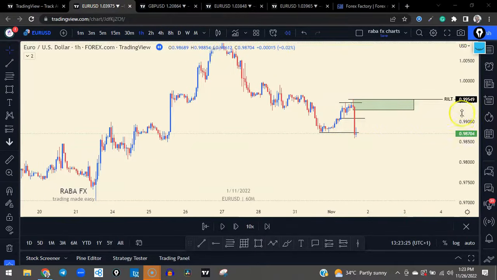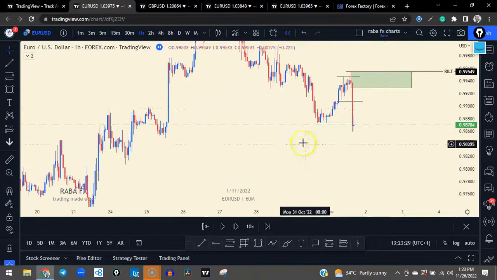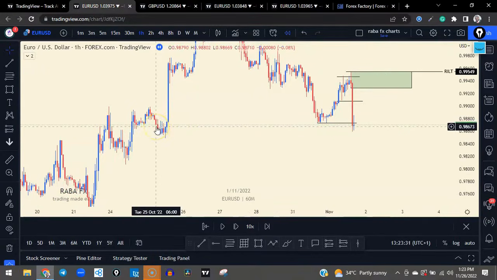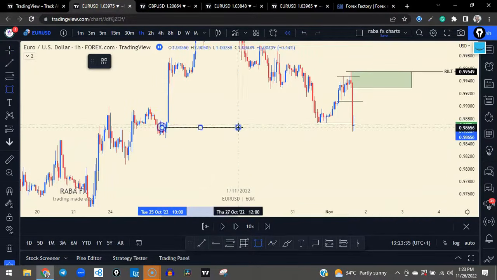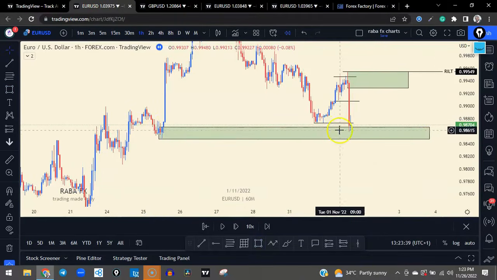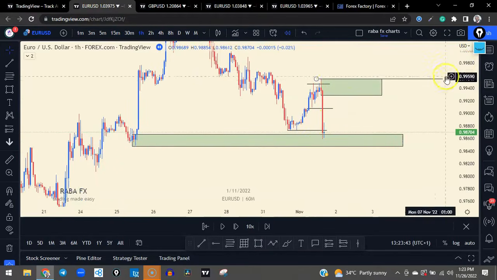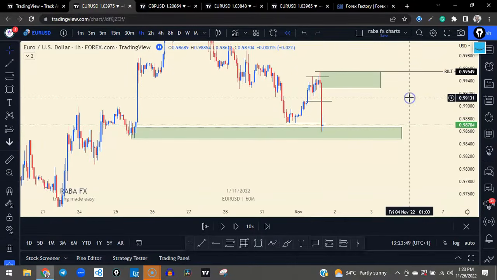So what you need to do is simple. You are going to look at your left. Before now, we have unmitigated zones here. We have an unmitigated demand zone here. So you wait for price to come in here. You'll be buying from here, and your target will be this RILT, which is the institutional trap.